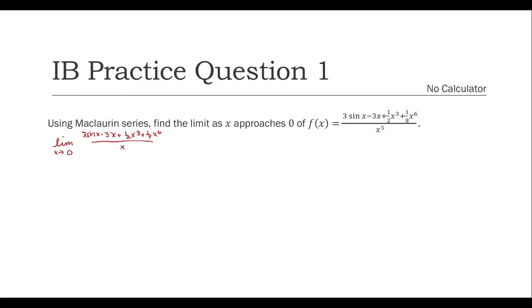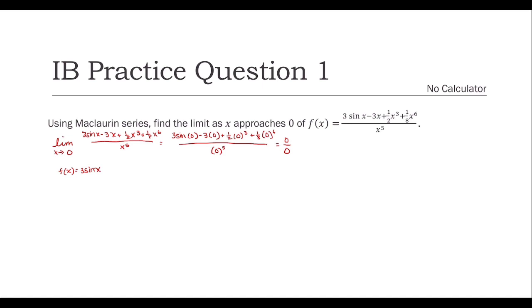this would equal 3 sine of 0 minus 3 times 0 plus 1/2 0 cubed plus 1/8 0 to the 6th over 0 to the 5th. Our sine of 0 is 0, so all of this is going to equal 0 over 0. So what we want to do is find what our 3 sine of x is using Maclaurin series. So we're going to make a polynomial approximation.